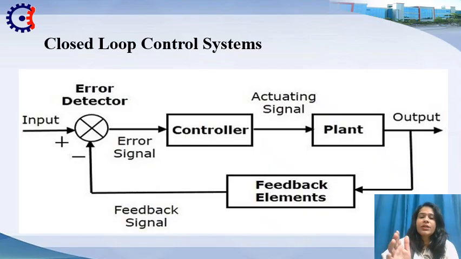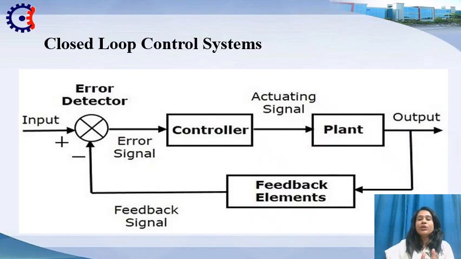Closed loop control system. In this type of system, output is continuously measured and compared with the desired value through feedback. Here in this diagram, the controller and plant are connected in series via a feedback element, and here error is generated, which is the difference between the input signal and feedback signal. This error signal is the input of the controller and actuating signal is output of the controller, and this actuating signal is the input of the plant, and so we get the desired output.